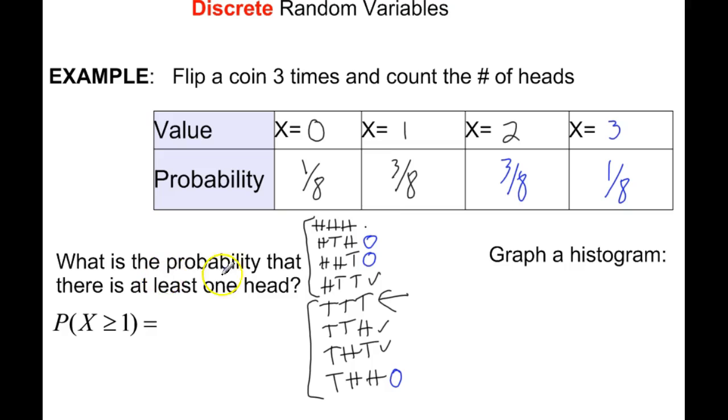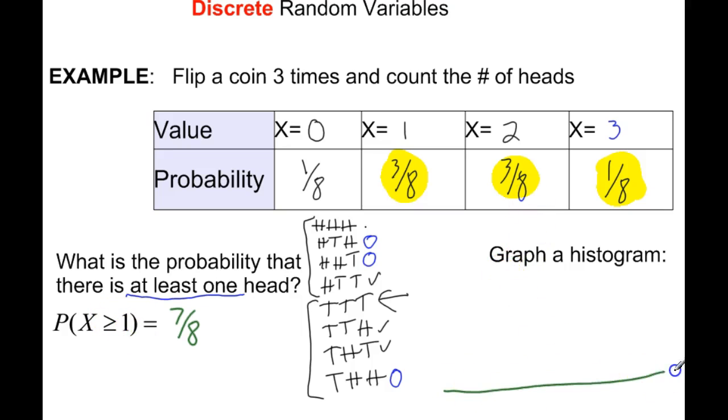What is the probability there's at least 1 head? If we have this chart, it makes it really easy to do. So at least 1, we've got this guy, this guy, and this guy. We're going to add up all 3 of those, and we get 7/8, or whatever that is as a decimal. But that's the probability that X is greater than or equal to 1.